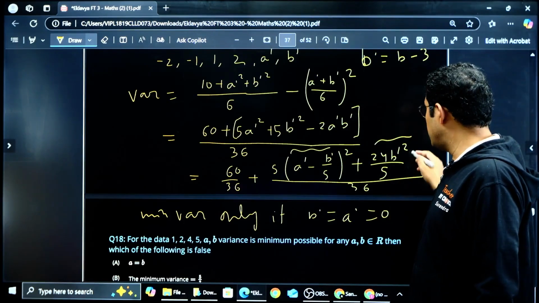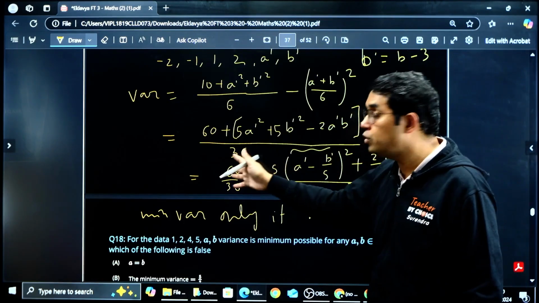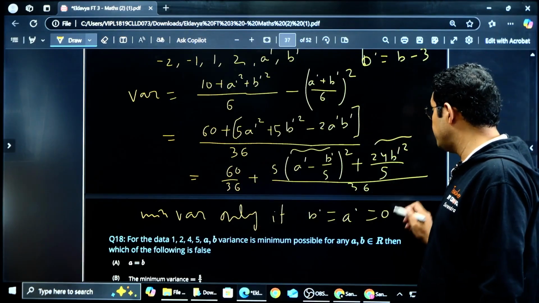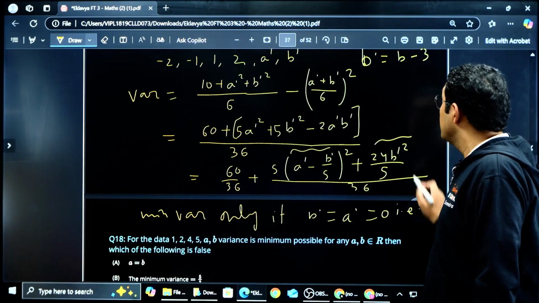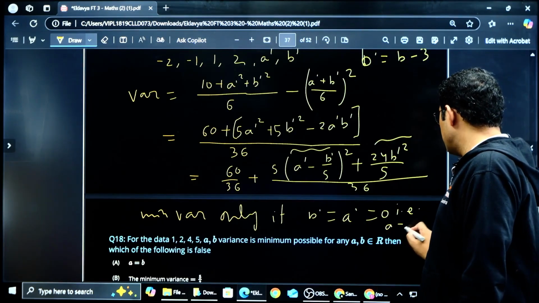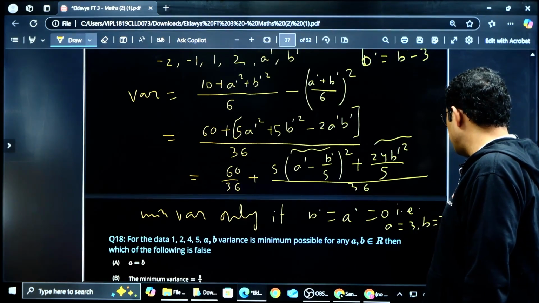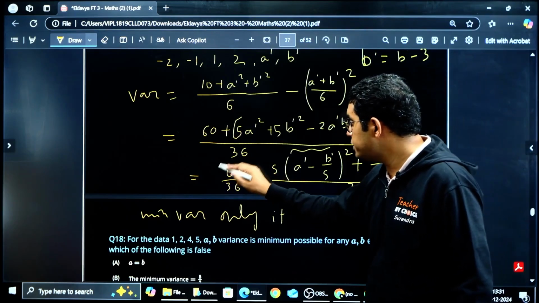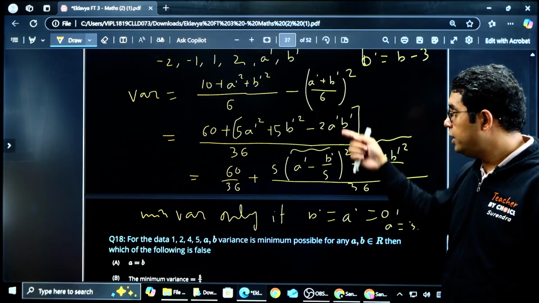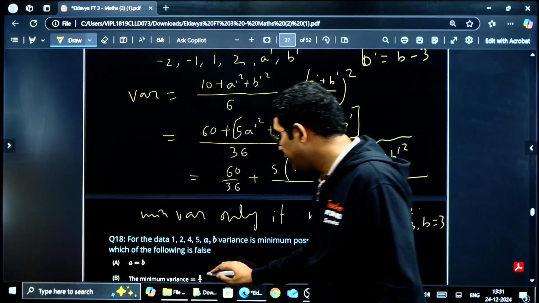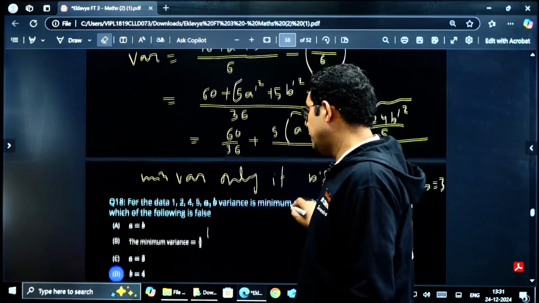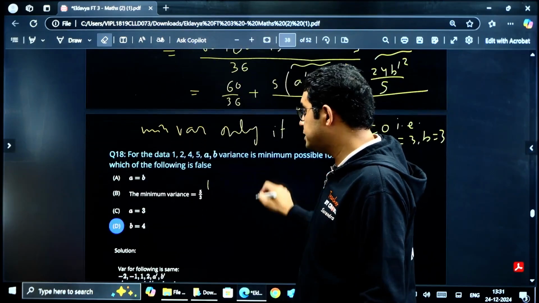Because if they are not 0, 0, they will have some positive value which will add to your value of 60 upon 36. So minimum only if a', b' is equal to 0, 0, which means because a', b' were a minus 3, b minus 3, a equals 3, b equals 3. I think the same thing which I was saying in the beginning. And the minimum value is 60 upon 36, that is, if you divide by 12, 5 upon 3. So the minimum value of variance is 5 by 3, that is also given here. That is also correct. So the wrong answer is D here.